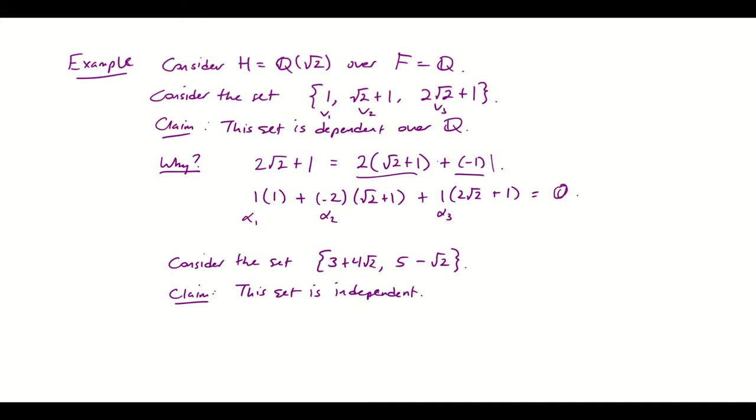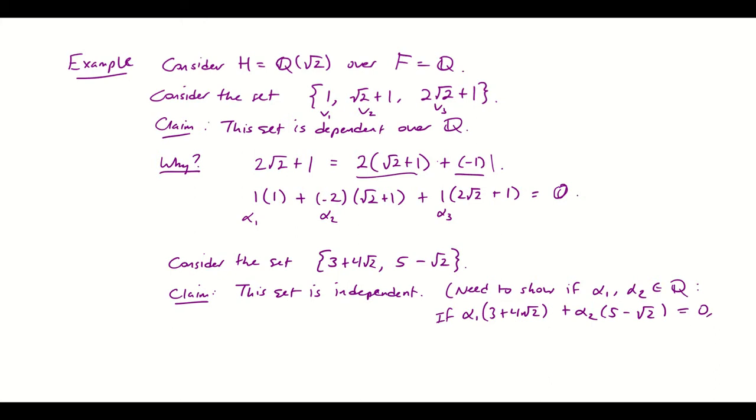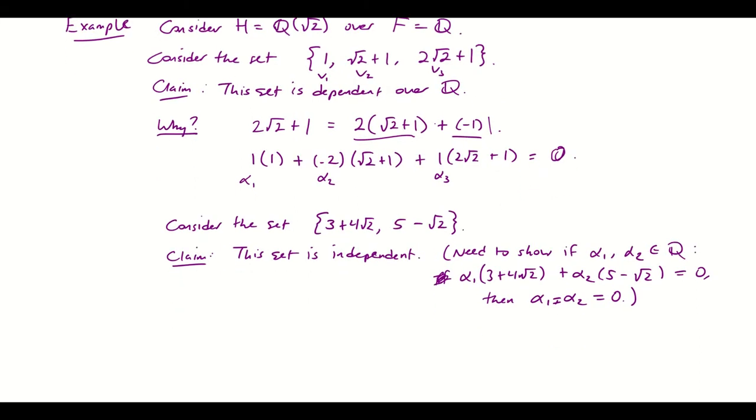All right, so equivalently, we need to show that if there are scalars alpha 1 and alpha 2 in the rationals such that alpha 1 times (3 plus 4 root 2) plus alpha 2 times (5 minus root 2) equals 0, then alpha 1 and alpha 2 both are equal to 0. All right, that's what we need to show. And we can actually prove that just using linear algebra by solving a system of equations.